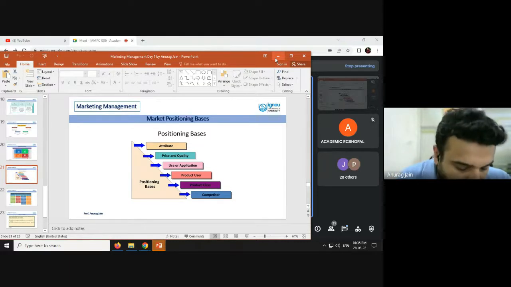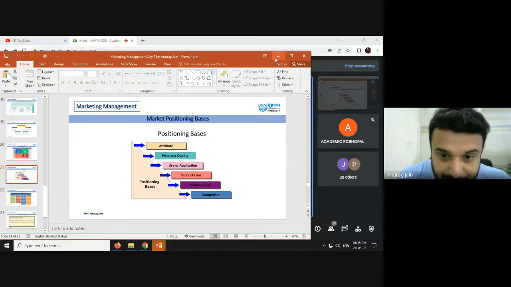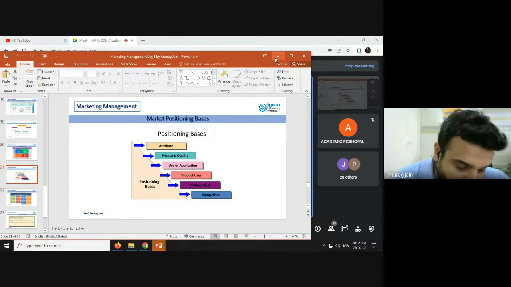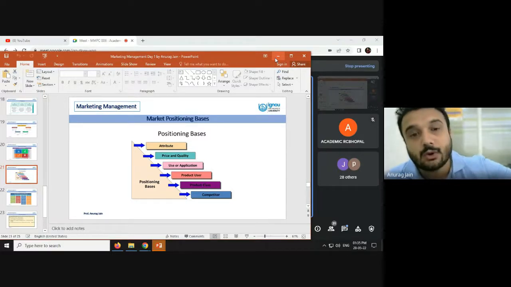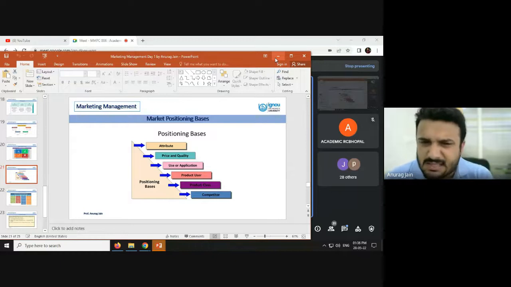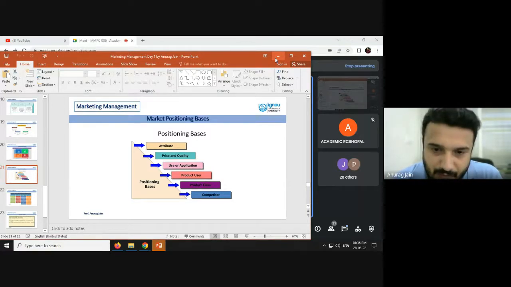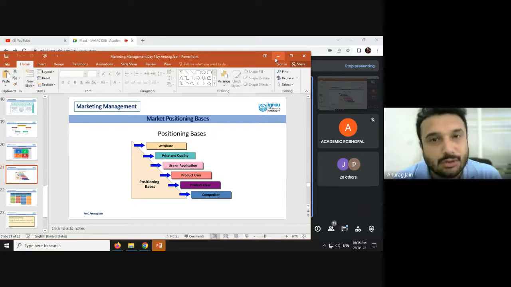So what kind of attributes a product is going to provide, and how these product attributes are going to benefit your customers. So this can be one positioning base for you. Second is definitely price and quality, which consumers always pay attention to. So at a certain level both can be maintained.